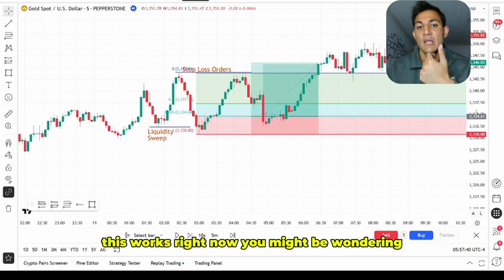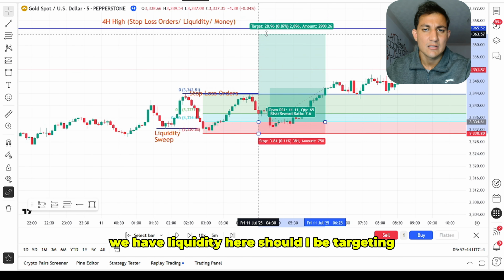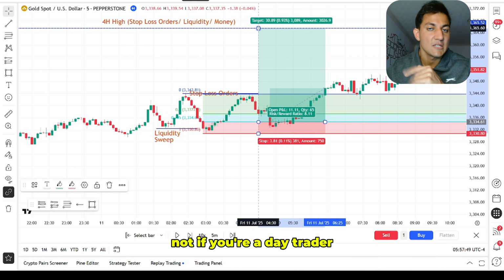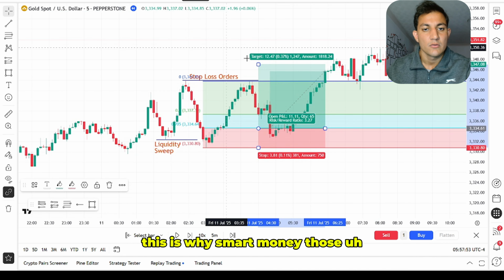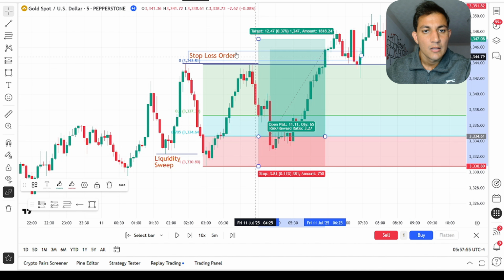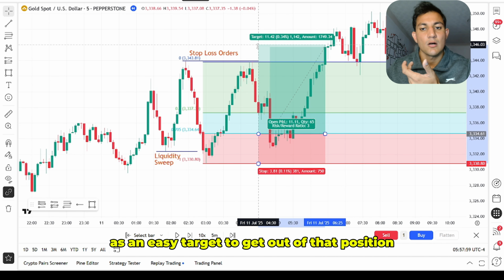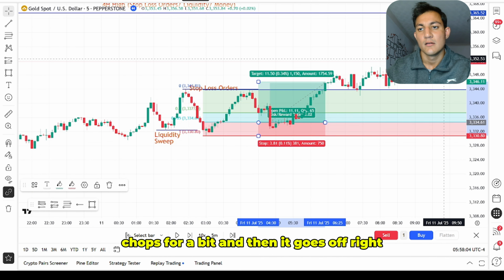This works, right? Now, you might be wondering, oh, Atif, we have liquidity here. Should I be targeting? Should I do this for my take profit? No, not if you're a day trader or a scalper, because you want to be done in the day, right? This is why smart money, those who actually control the market, generated stop loss orders here as an easy target to get out of that position. And then you can see price chops for a bit, and then it goes off.